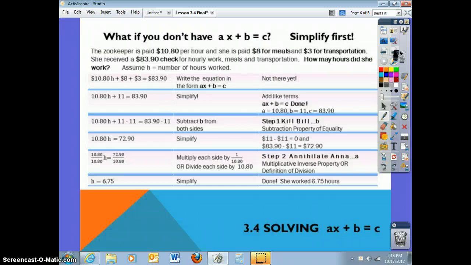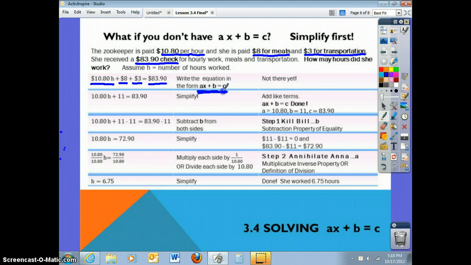So here's a word problem from your book. We've got a zookeeper who's making $10.80 per hour, but she also gets reimbursed for her meals, and she spent $8 on meals, and she gets reimbursed for her transportation, and she spent $3 on her transportation. They gave her a check of $83.90, and they want us to figure out how many hours she worked. So we know she gets paid $10.80 per hour. $8 of that check was for meals, $3 was for transportation, and the whole check was $83.90. It's not in this form yet.